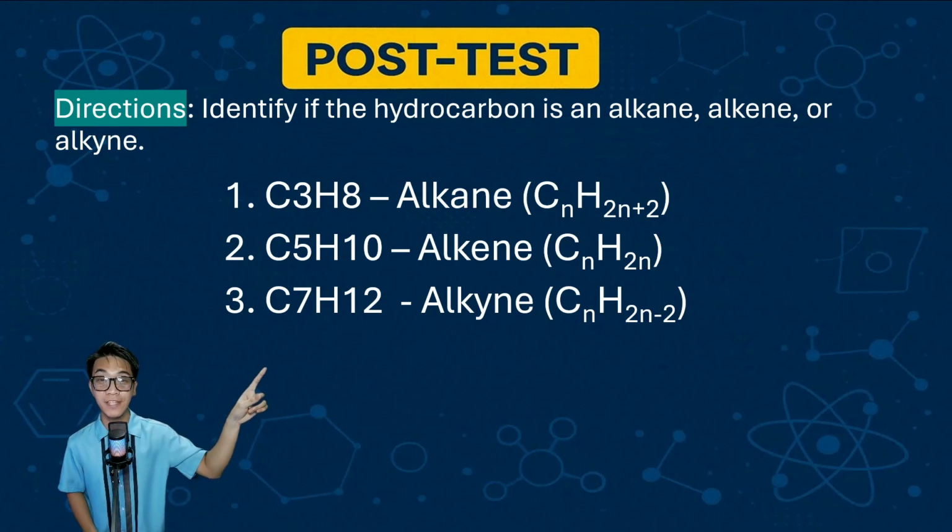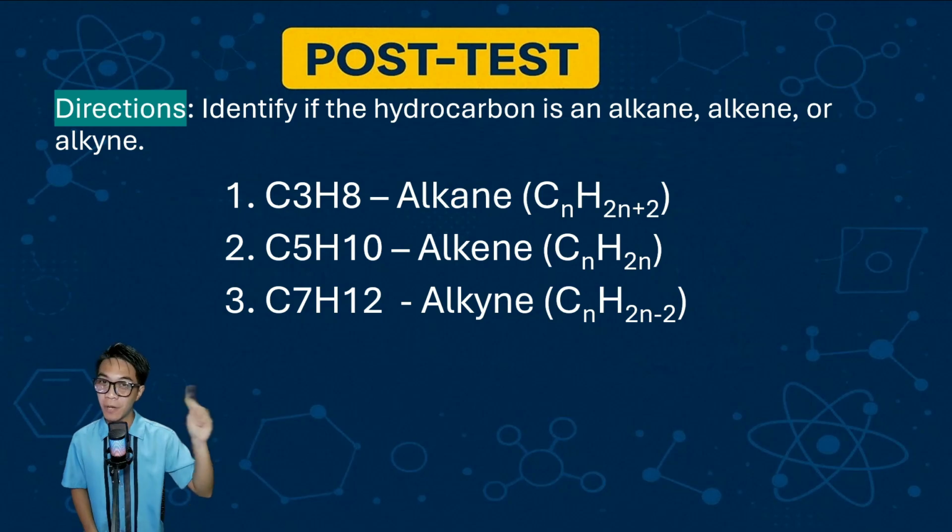So thank you students for staying up until the end of this lesson, and now we have the answers to our pretest earlier. Number 1 is alkane, number 2 is alkene, and the third one is alkyne. We just simply did the math and substituted the number of carbon atoms in the formula that we have in order to identify if these specific chemical formulas belong to an alkane, alkene, or alkyne.